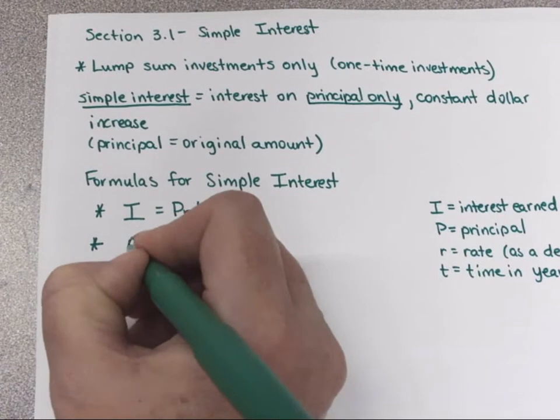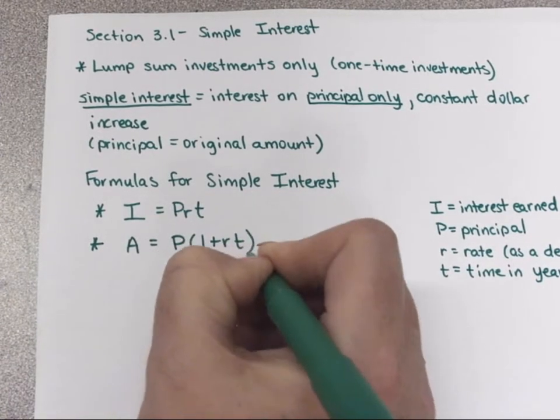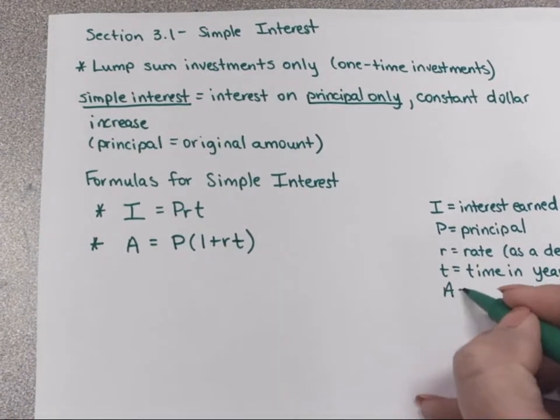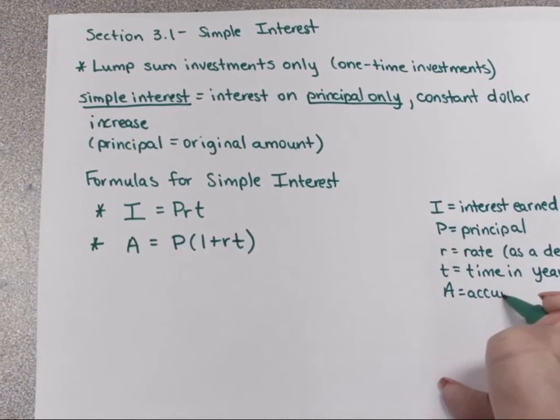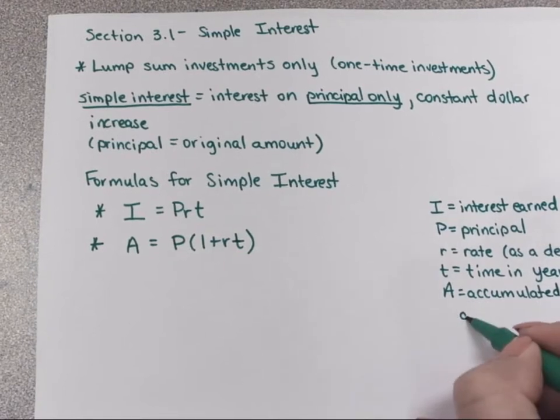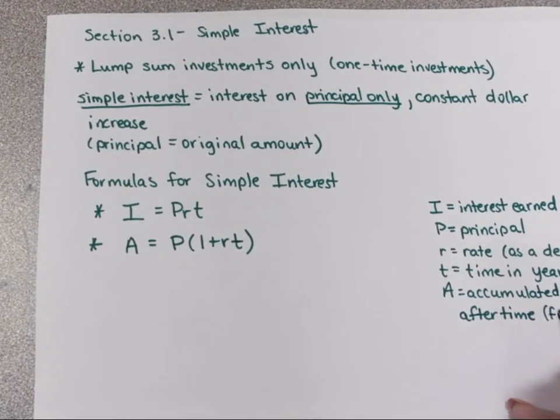And then here is the formula if we want to find the final amount, because remember A is the accumulated amount. That's what the A stands for. So it's the accumulated amount after the time t, but a lot of people just call this the final amount.